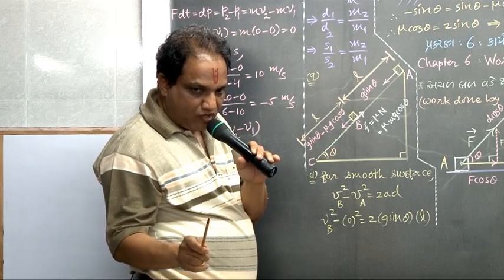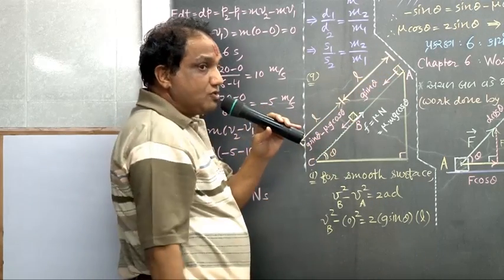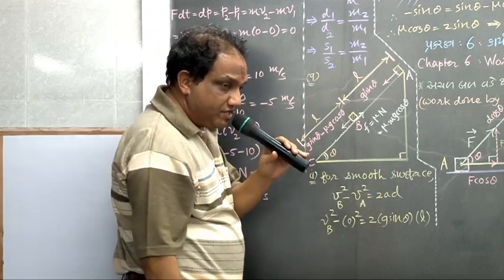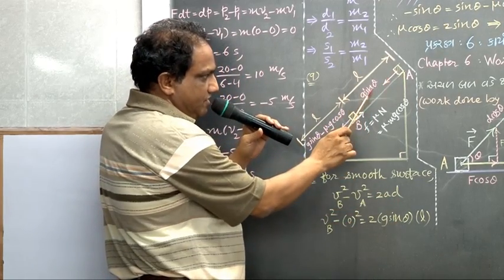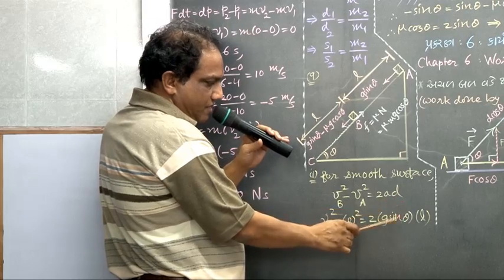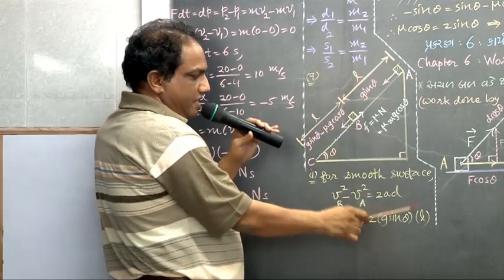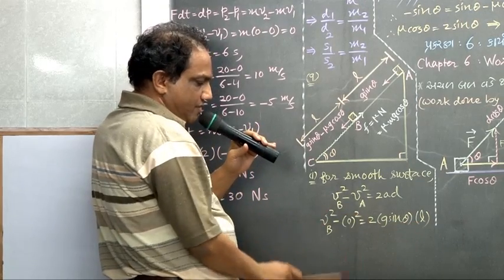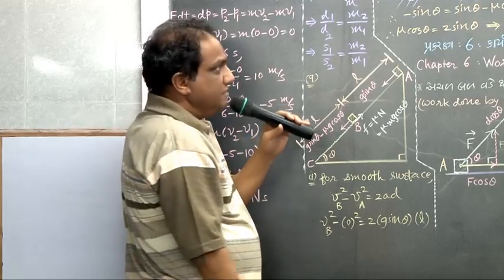But I am not asking you force, I am asking you acceleration. Acceleration of the block parallel to the surface of the slope is g sin theta. And distance covered between points A and B is L. So VB square is 0 plus 2gL sin theta.